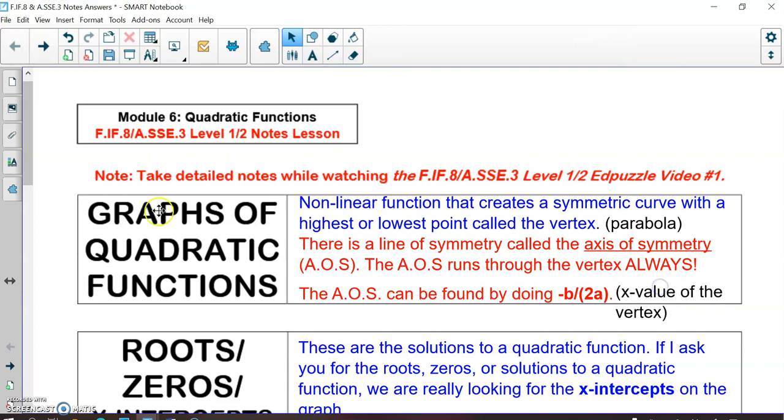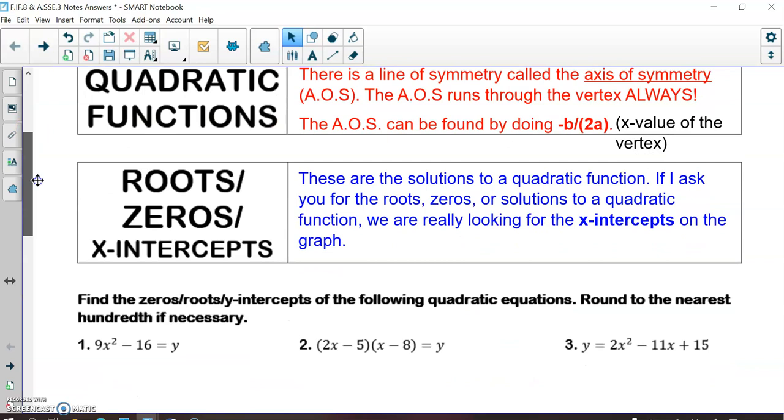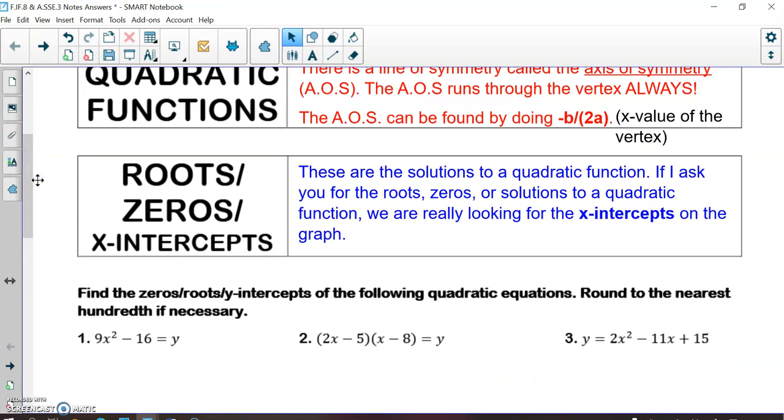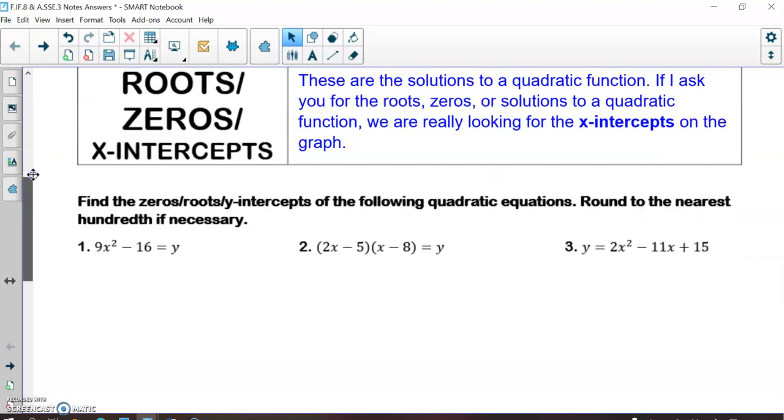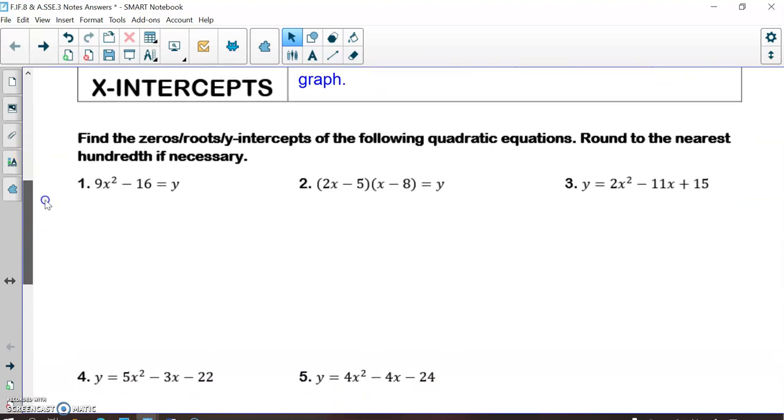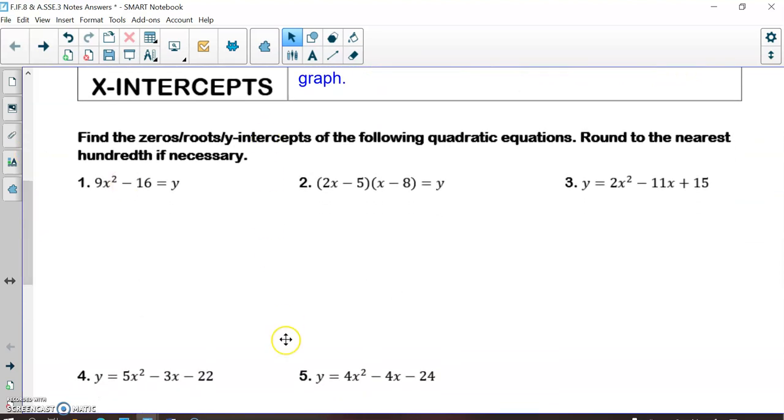All right, so now we're going to talk about roots, zeros, and x-intercepts. These are actually the solutions to your quadratic function. So if I ask you for the roots, the zeros, or the solutions to a quadratic function, what we are really looking for are the x-intercepts on the graph. Now, in numbers 1 through 5, I am asking you for the zeros, roots, and oops, that should say x-intercepts. That's a typo there. What I'm really looking for are the solutions to these quadratic equations.